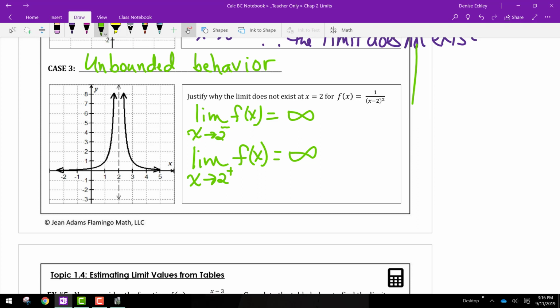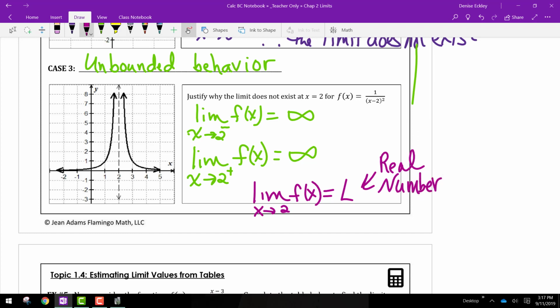And what you want to remember is that, as I said earlier, if you want to have a limit, the limit as x approaches 2 of f of x needs to be a real number. And we don't have that case here. Neither one of our left or right limits are real numbers, so the limit does not exist. Okay, so that's how you analyze a graph.